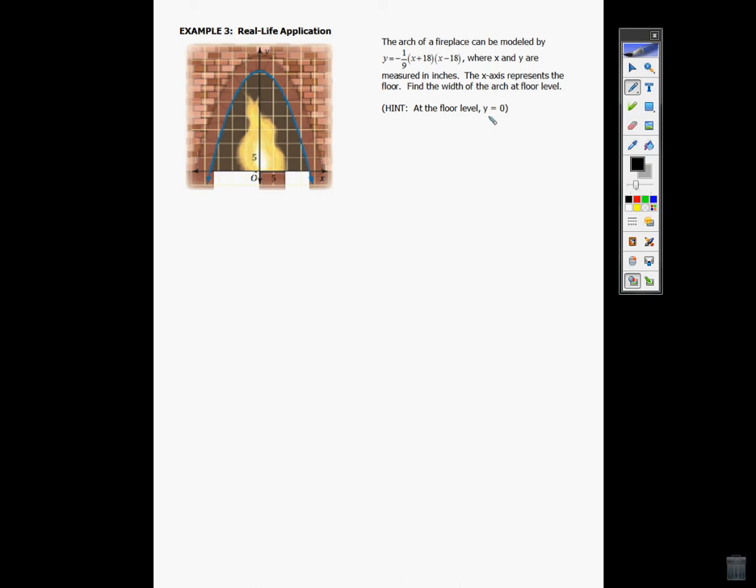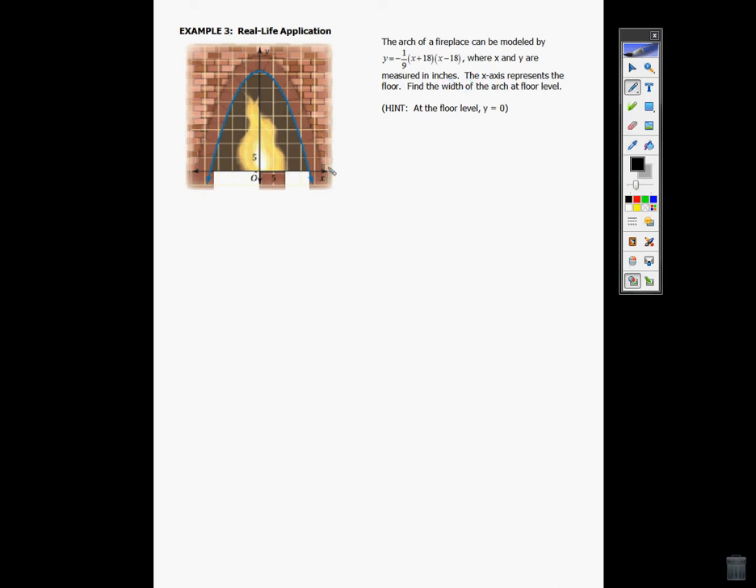And we're looking at the specific height of the fireplace over the width of the fireplace. So that's what this equation is telling me, is that the height is so high at a specific width, and all of these measurements are given in inches.